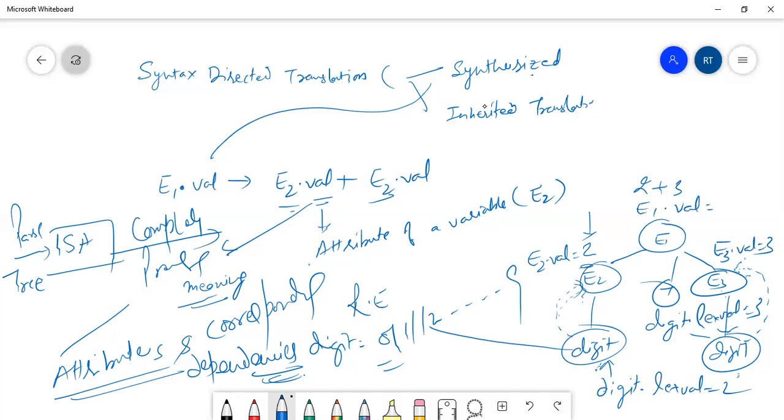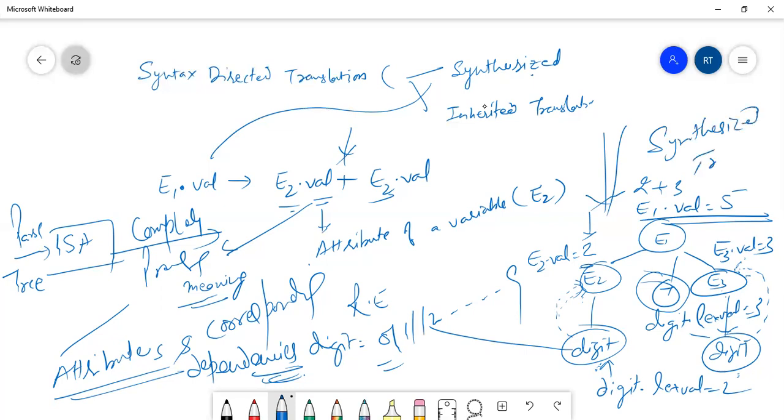And E1.val is equal to, because this production rule is related with the plus, the addition, it gives me 5. So in this way we write the complete tree. Now this is a synthesized translation. Why? Because the left-hand side of the production rule is dependent upon the value of the right-hand side of the production rule.